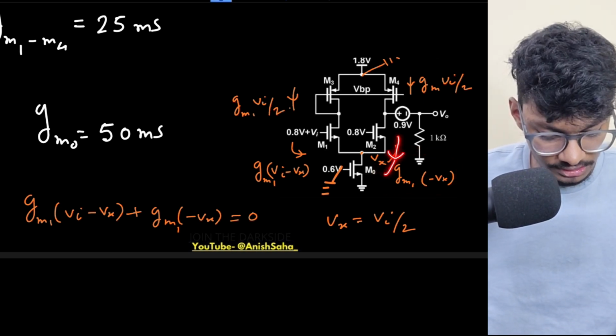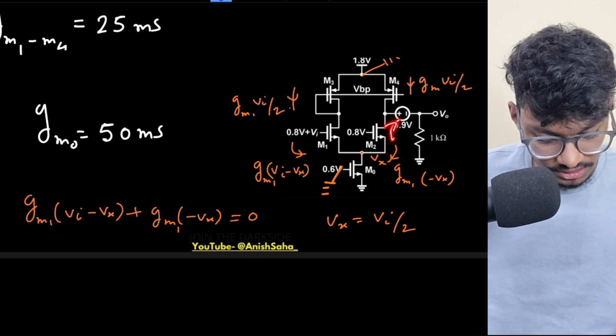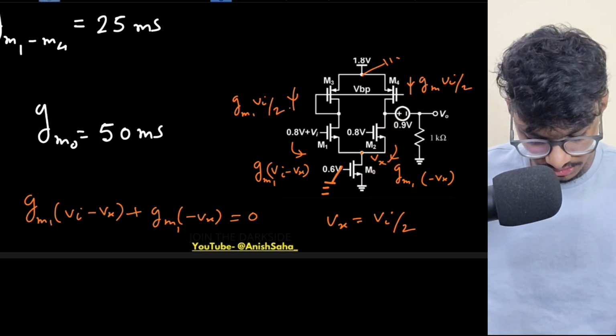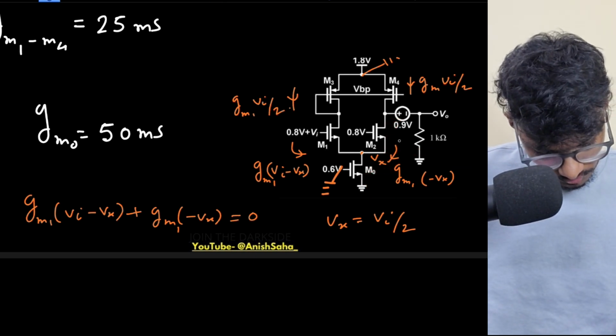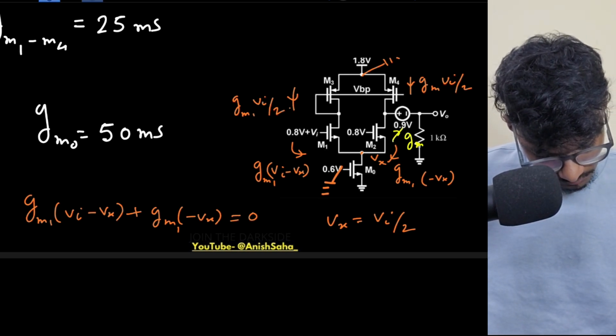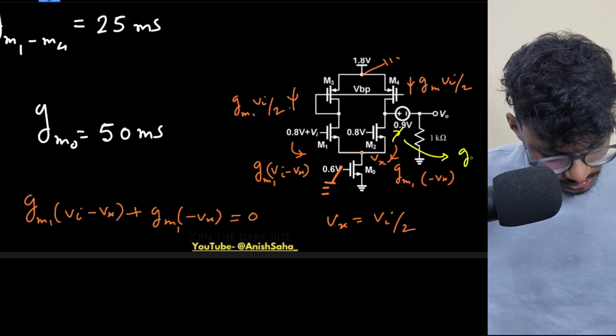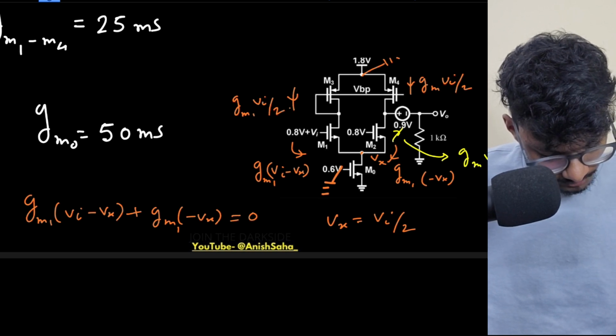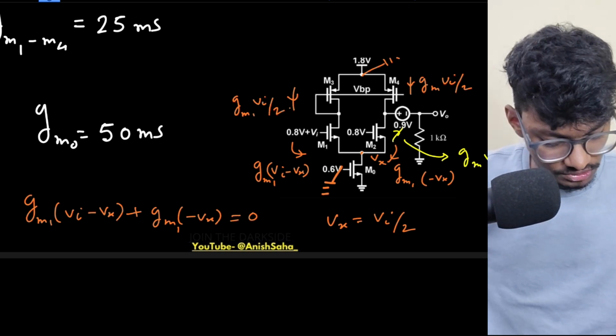So I am telling the direction here, but the direction will actually be in this direction, correct? Because it is minus Vx, the direction will actually be opposite. I cannot draw the current, that is GM Vi by 2. For now I am assuming GM equals GM1, so GM Vi by 2.